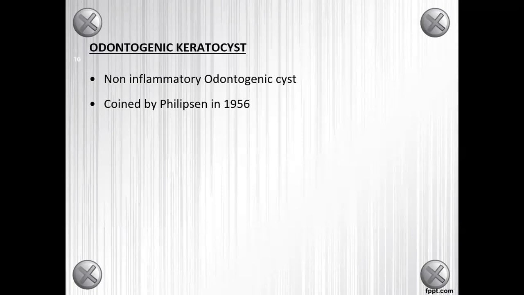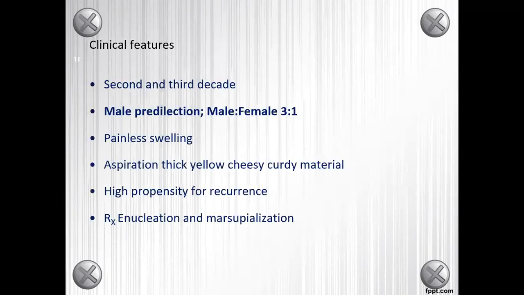Okay. Next, the first thing we will talk about is odontogenic keratocyst. It is a non-inflammatory odontogenic cyst, coined by Philipson in 1956. It is usually seen in the second and third decade of life with a male to female ratio of 3:1. Here again, it is a painless swelling. The OKC can be associated with an unerupted tooth also. The main point of this painless swelling is that there is no buccolingual swelling. It is more of an anterior-posterior swelling. That is one of the characteristic features of OKC.